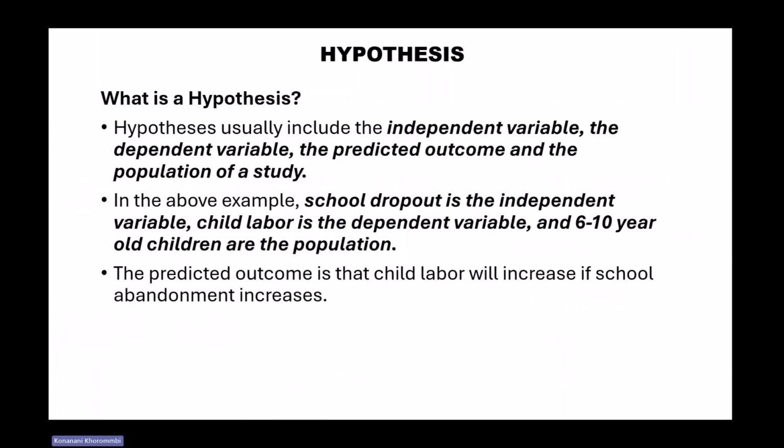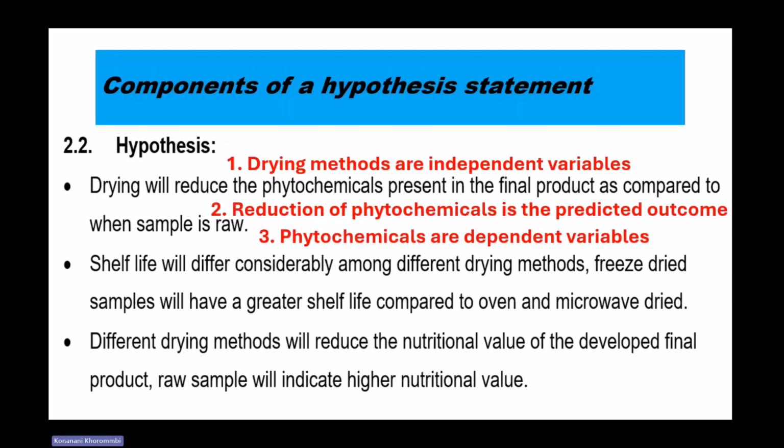As we continue, hypotheses usually include the independent variable, the dependent variable, the predicted outcomes, and the population of the study. In the above example about the dropout, they indicate that, but I want to bring those hypotheses that I presented earlier, and examine them to see the characteristics, whether they have some of those elements that have been indicated above.